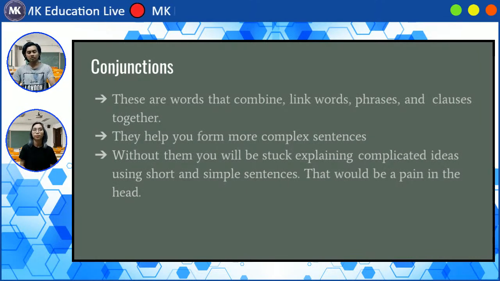So now that we're done with our modifiers, let's go straight into our conjunctions. So what are conjunctions? These are words that combine, link words, phrases, and clauses together. They help you form more complex sentences. Without conjunctions, you're stuck explaining complicated ideas using short and simple sentences. That would be a pain in the head to do without conjunctions.